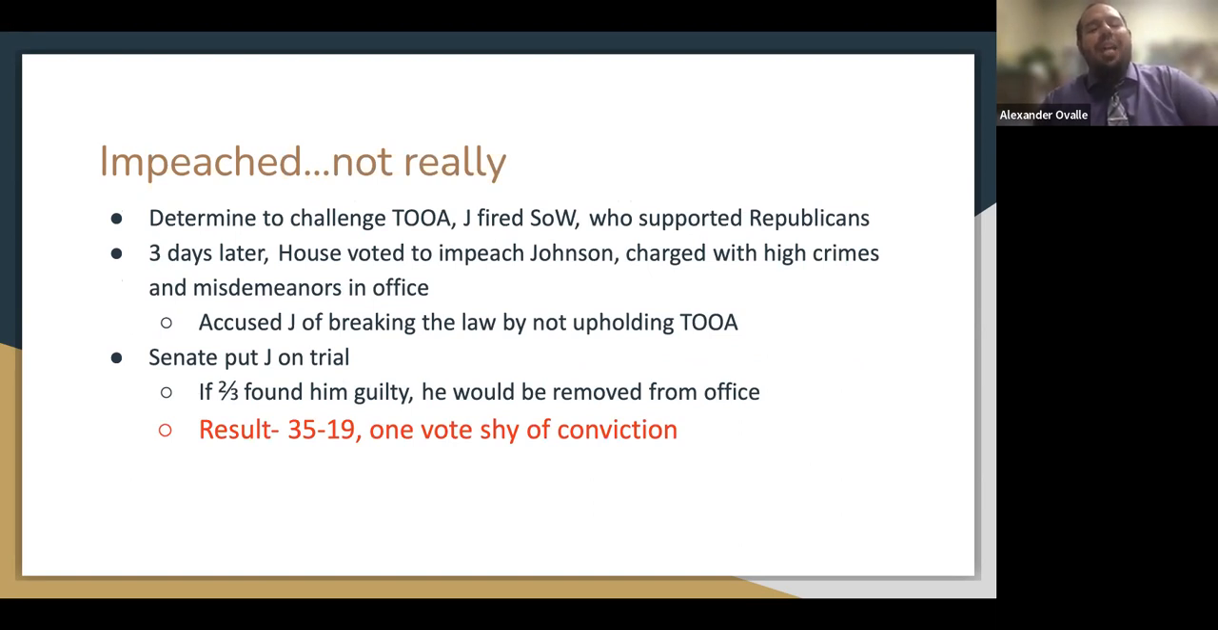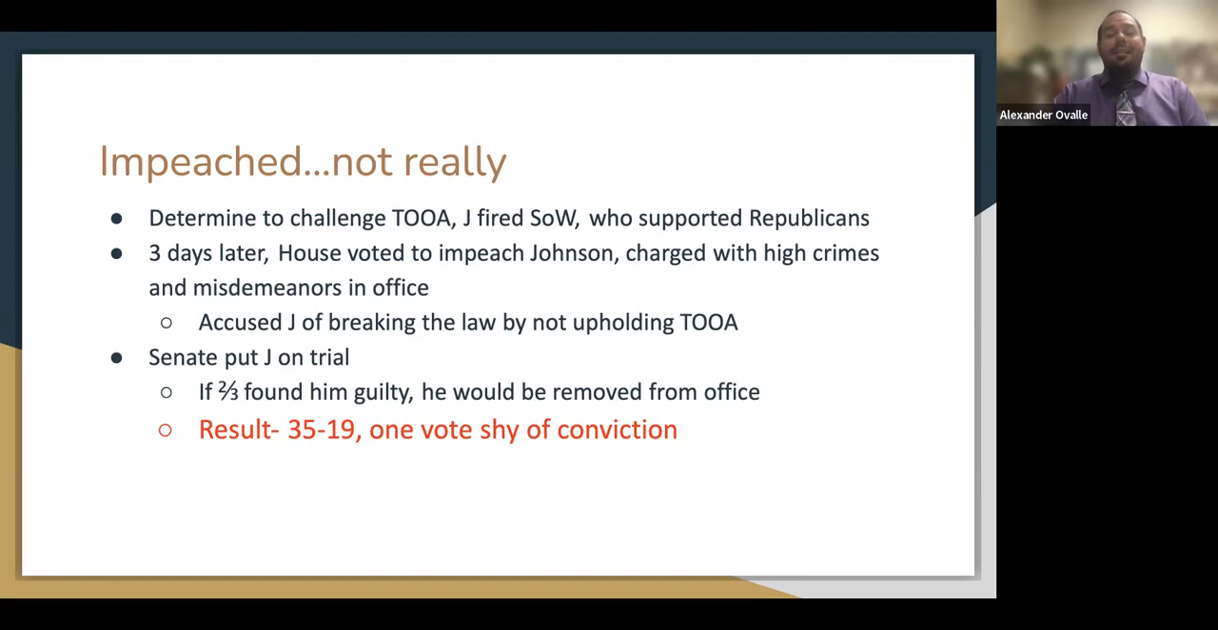Johnson was determined to challenge this. So he's like, they can't do anything. Johnson fired his Secretary of War, who supported the Republicans. Three days later, the House voted to impeach Johnson, charged with high crimes and misdemeanors in office, going against the Tenure of Office Act. They accused Johnson of breaking the law by not upholding the TOA.